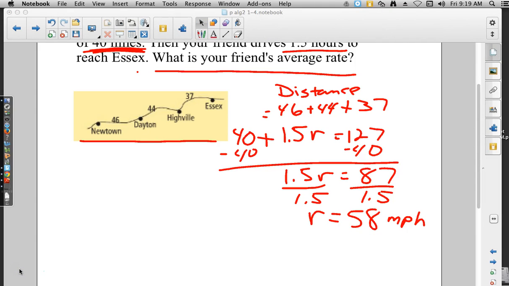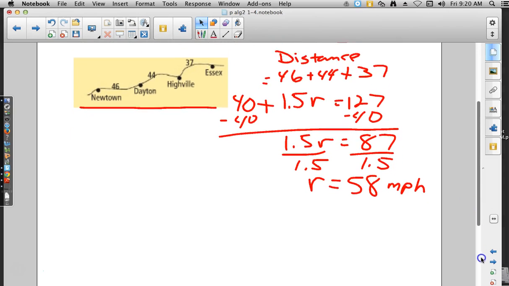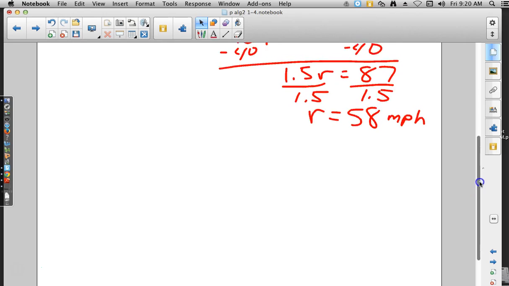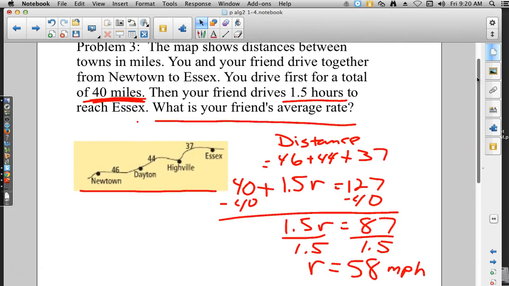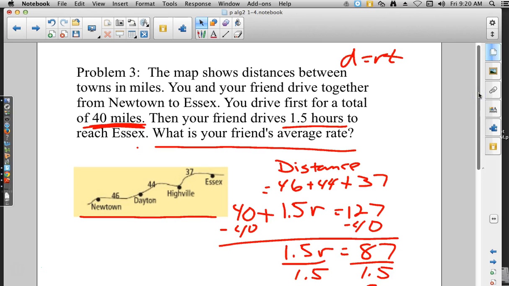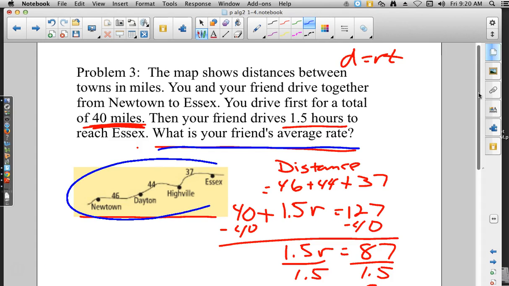So just to put a little summary together here of what we did. With this problem, the issue was we could not directly set up an equation to find that average rate. So what we need to do is think, what do I have? There's got to be something in this information that screams to me, hey, I can find this. And in this case, it was definitely the picture. We can see how far it's going to be from Newtown to Essex. So we're finding distance. And then we work through the problem and say, hey, fantastic news. We knew 40 miles, already done. You drove that 40 miles.